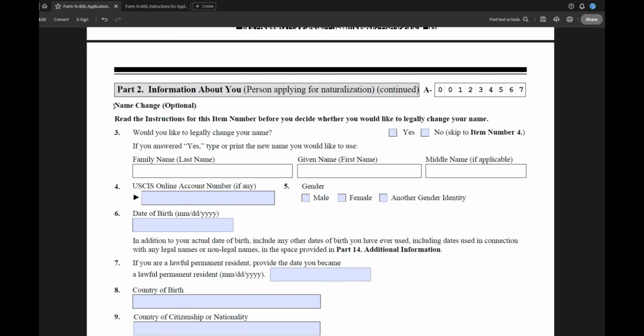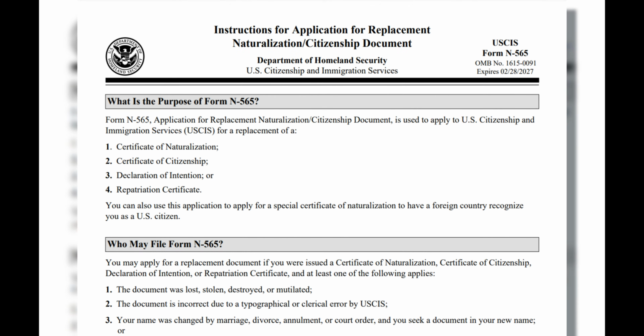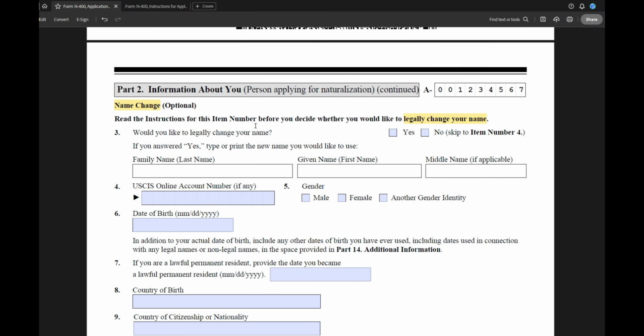Moving forward, here you're being asked if you would like to change your name free of charge, aside from, of course, paying for the naturalization fee. But if you choose to change your name during this entire process, you wouldn't have to fill out any additional paperwork or pay any additional fees. So if you would like to legally change your name, you would select yes, and now provide what you want your new name to be.